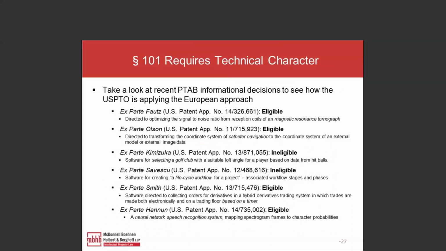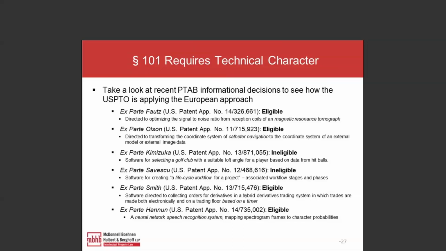So let's talk about some examples from the USPTO. The Patent Trial and Appeal Board a couple of years ago published some informational decisions on Section 101. So these are not binding PTAB decisions, but they're informational decisions, so they're helpful in telling us what the PTAB is thinking about how Section 101 should be applied. And these cases, to a T, follow what I would call the European standard. If you have a technical solution to a technical problem, your claims are found eligible. And if not, they're probably going to be found ineligible. So let's walk through them.